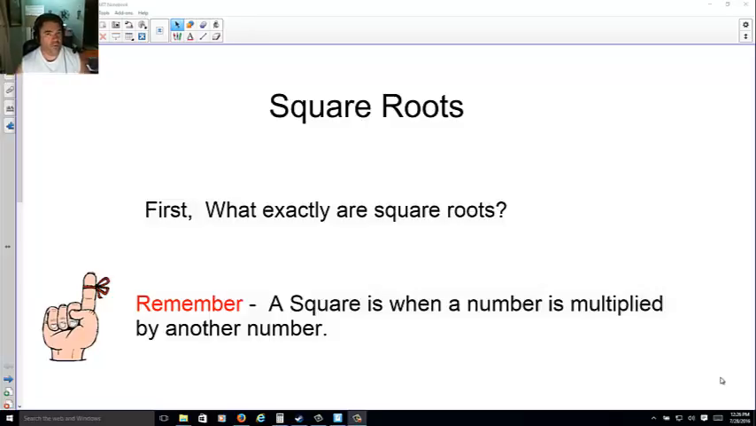Welcome back to Common Core 1.2 Part C. So we're going to talk about square roots. Now, what exactly are square roots?